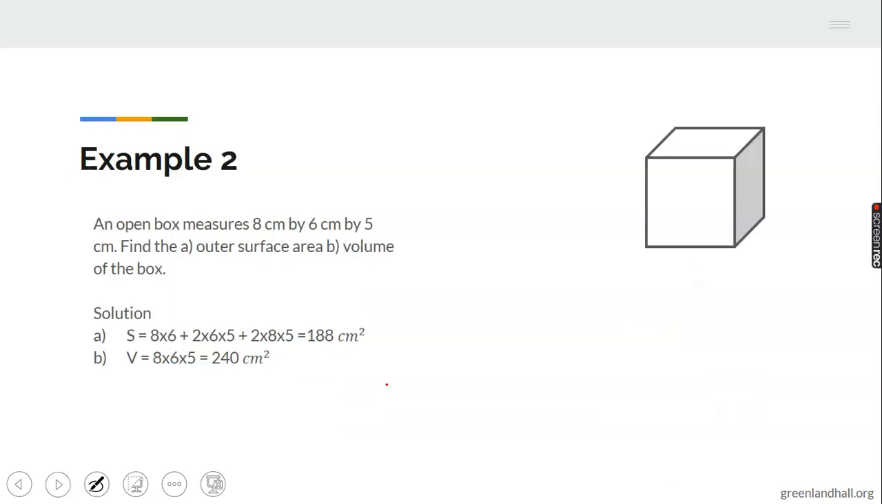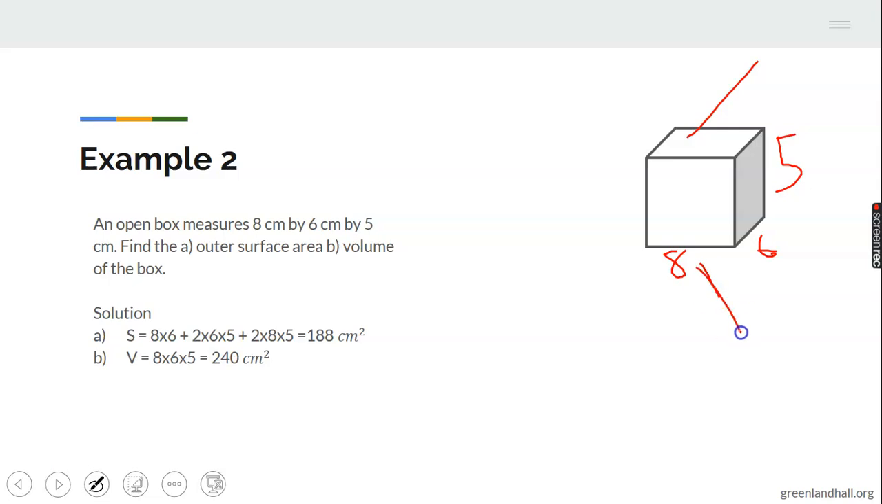Moving on, we want to look at an open box. The next example is an open box that measures 8 centimeters by 6 centimeters by 5 centimeters. Find the outer surface area and then the volume of the box. Since the top is open, it will not be part of it, so we only have the bottom. Here is 8, here is 6, and the height is 5 cm.